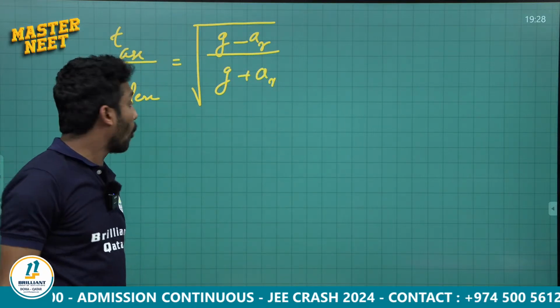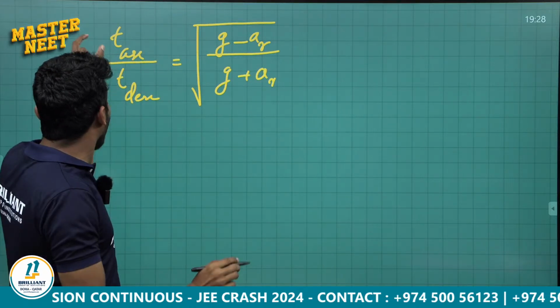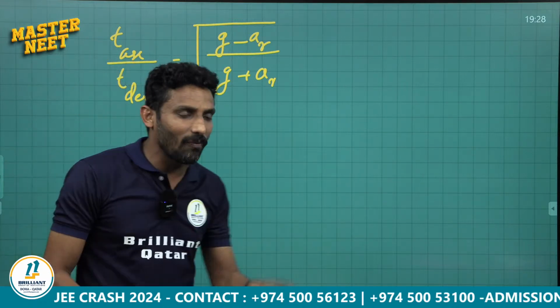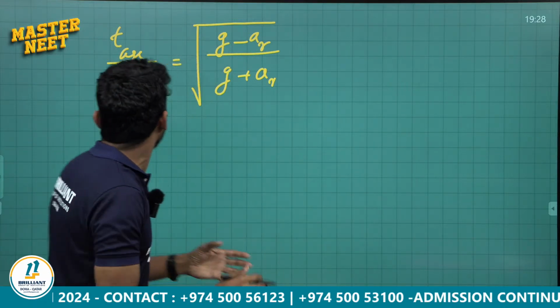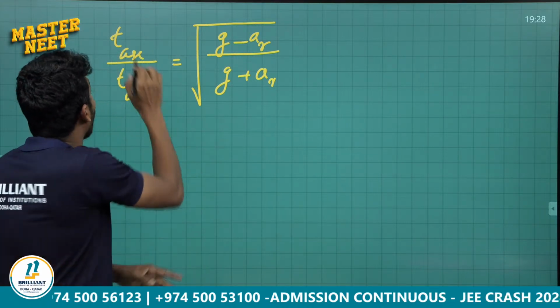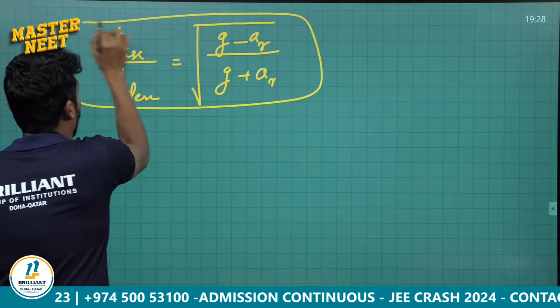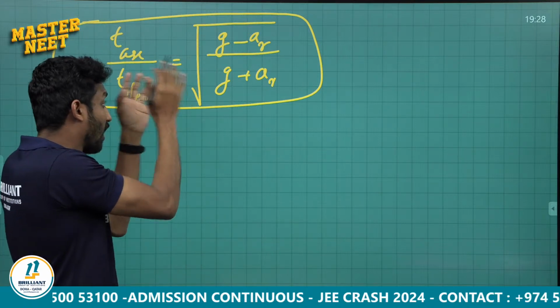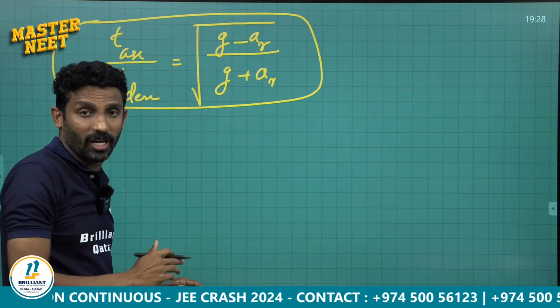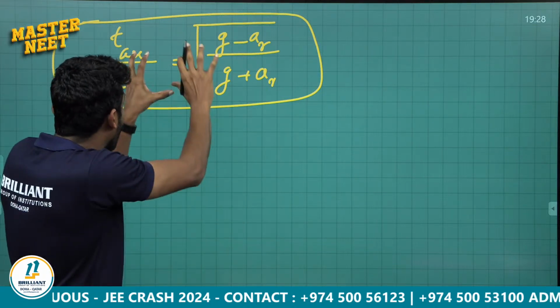Remember, time of ascent will be less than time of descent. In the case of air resistance, time of ascent will be less than time of descent. This is the very important idea in this question. You have to learn this formula by heart, and the steps are explained in the earlier steps. Just go through them and learn this formula by heart.